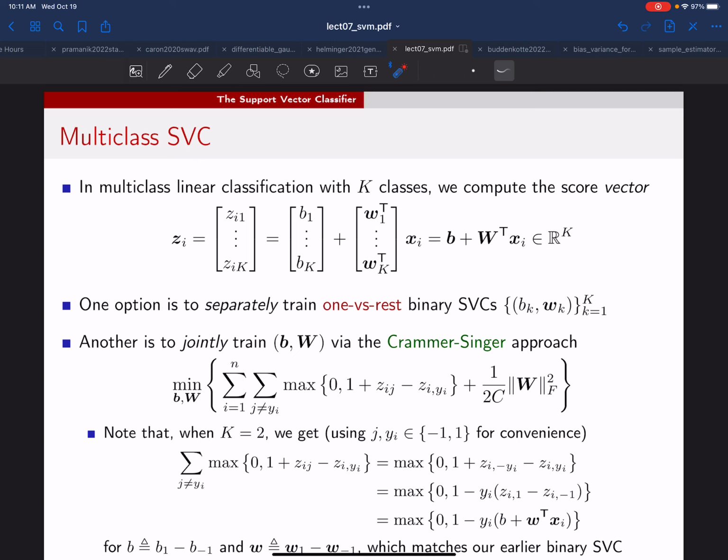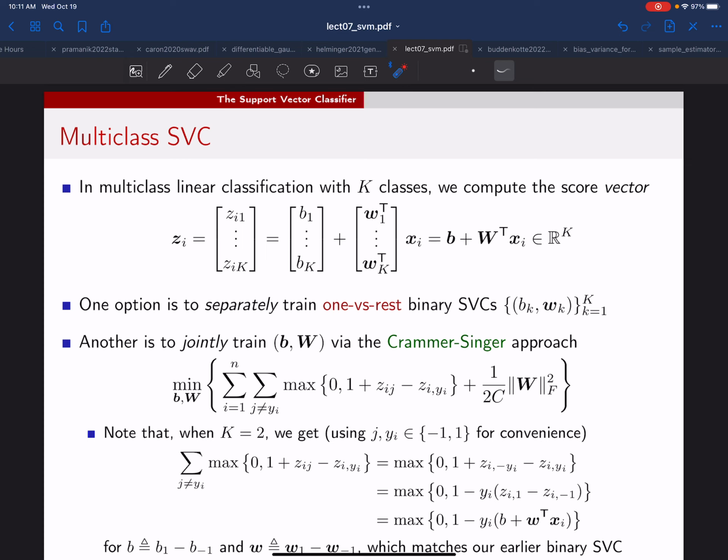Once we have these trained, we can create a vector of scores, Z1 through ZK, and the largest element in this vector is the class. The index of the largest one tells us the class that we believe the training sample is in. In this equation, these are the training samples, so this is for the ith training sample. You would look through and find the index of the largest value, and you would report that as your classification guess.